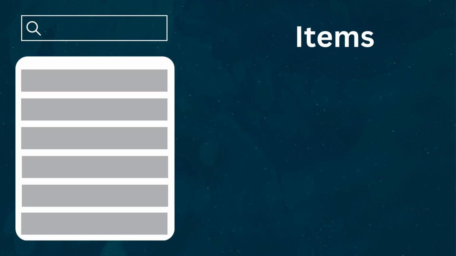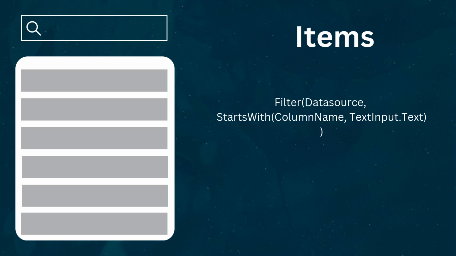You have your gallery, you add a text input, and you style the text input to act as your search. Now, hopefully, this will not be unfamiliar to plenty of you. You're going to populate your gallery items with your filter function. So we're passing it our data source just like normal. We're going to use our StartsWith function. Why are we using StartsWith? Why aren't we using Search or using the in operator? Because they're not delegatable. And delegation is important, folks.